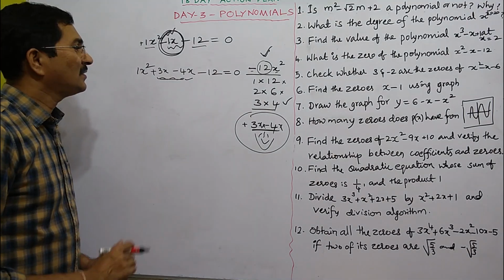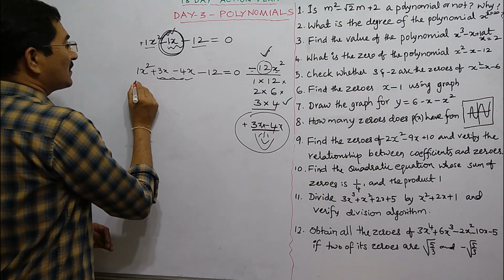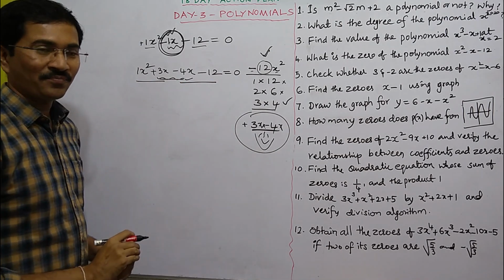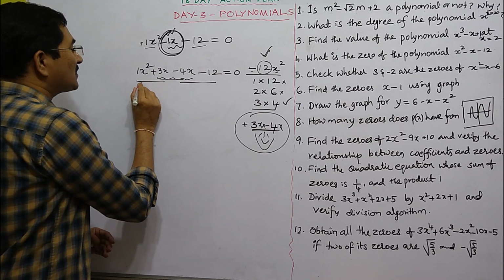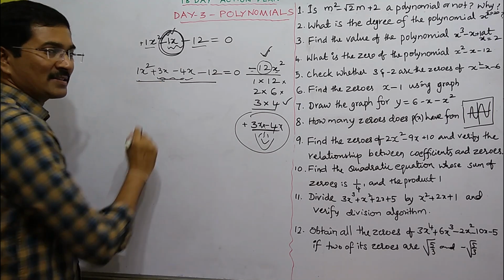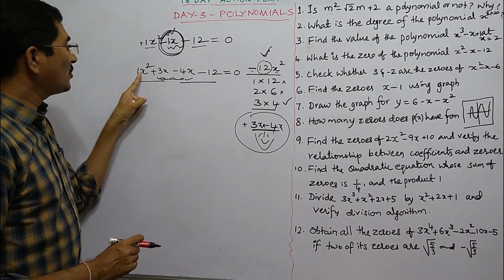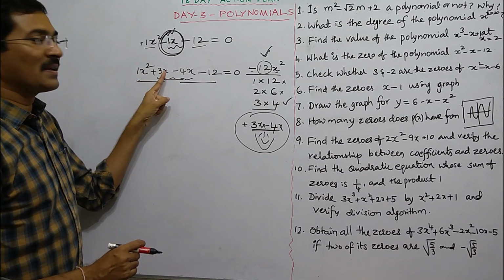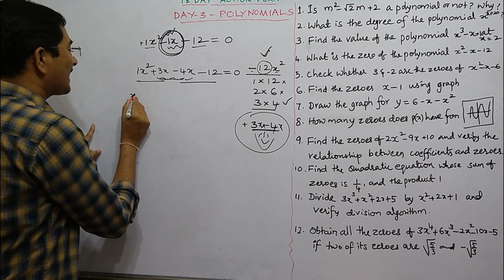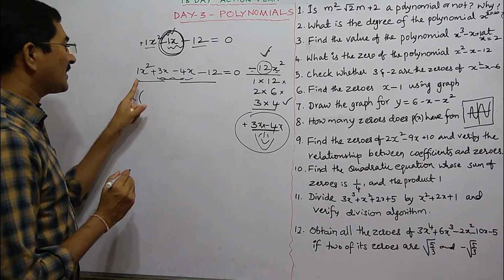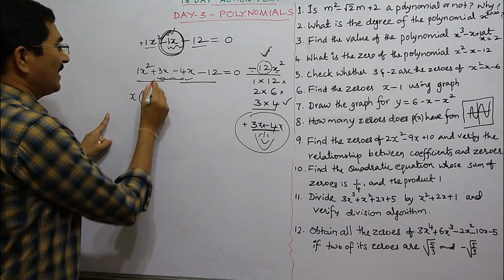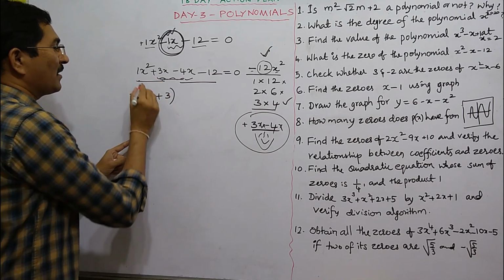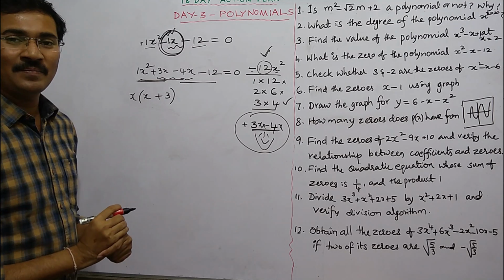That's it. Then what? You will consider the first pair and the last pair. In the first pair, what can you take as common? You have 1 into x, and 3 into x. So x is present in both, so let us take x common. If you take x common, x remains here and x plus 3 remains here. So this is how we take common from the first pair.